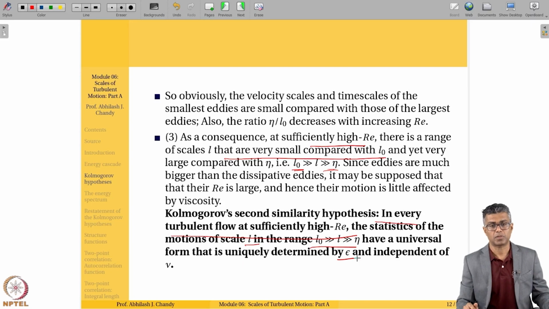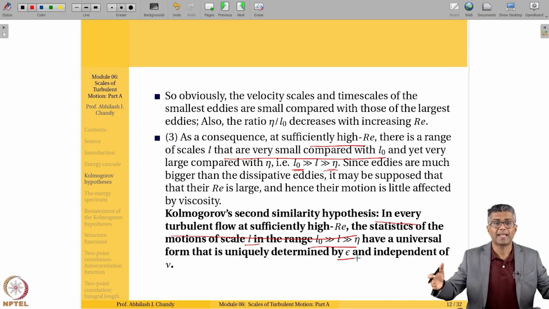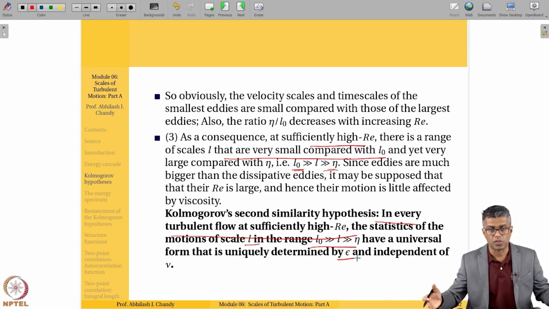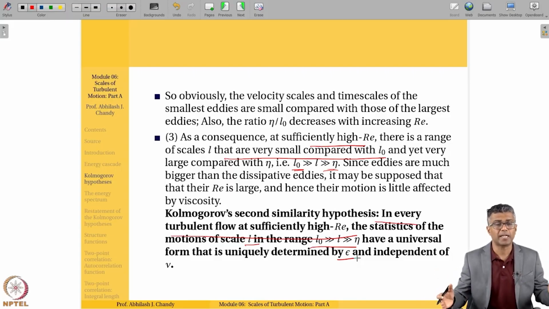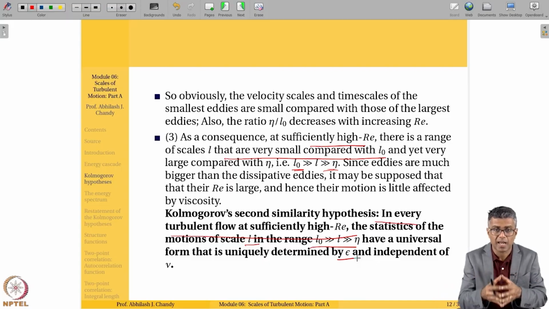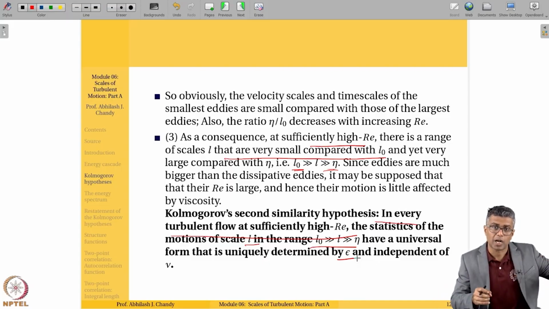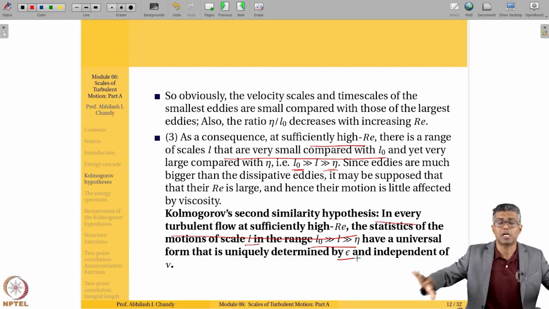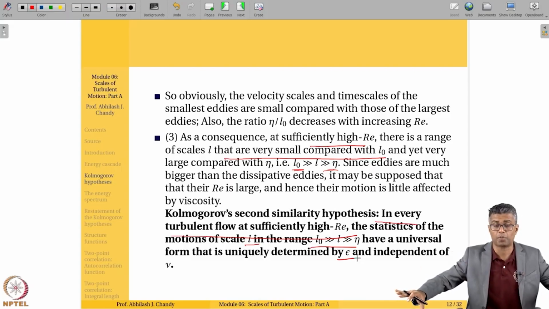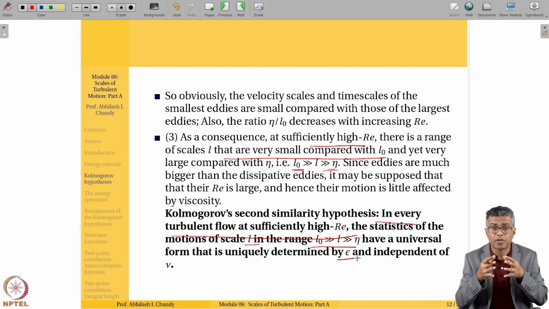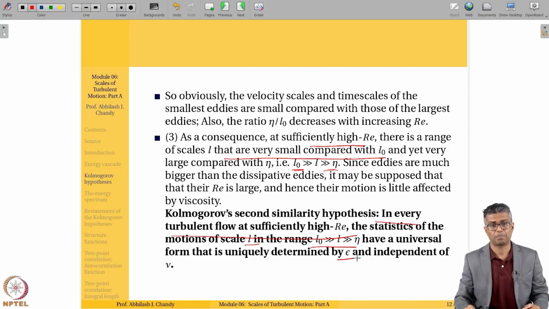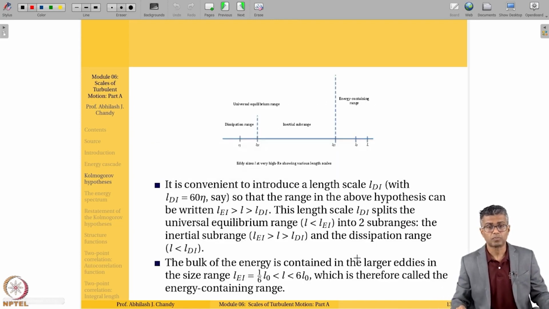That's his third hypothesis. Because of the wide gap between eta and L0, between U eta and U0, and between tau eta and tau 0, there has to be a set of scales in between that are much larger than the dissipative eddies and much less than the anisotropic energy containing eddies, that are uniquely determined only by the dissipation rate and not by viscosity. That's his third hypothesis.